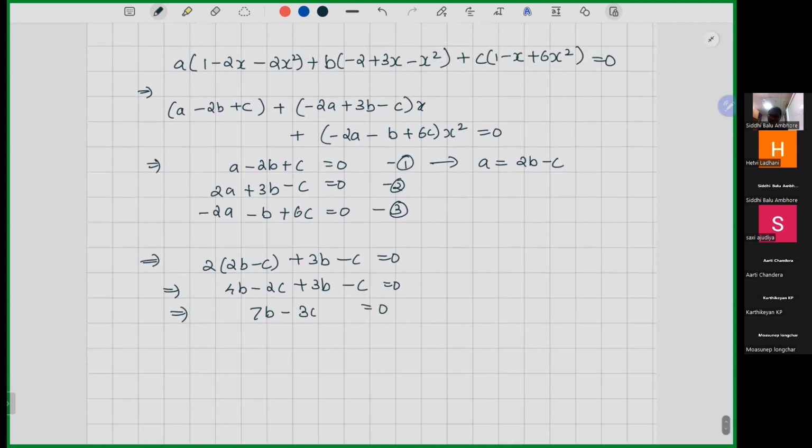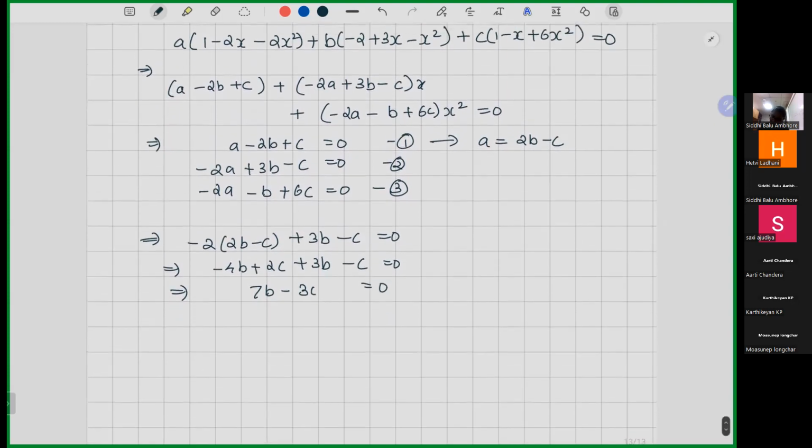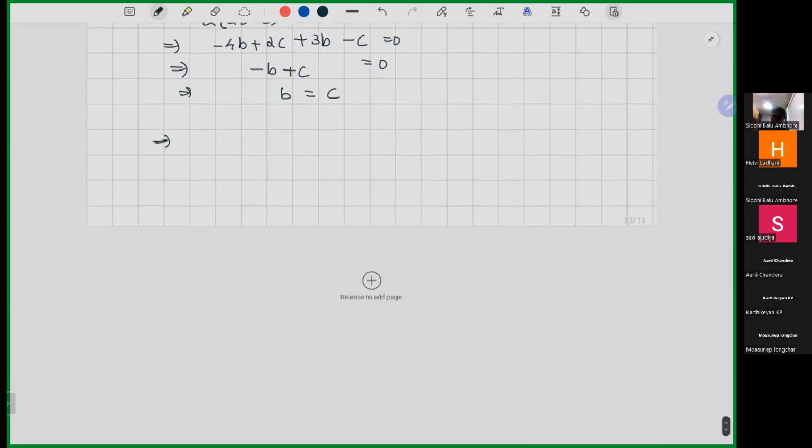It's 2 or minus 2? It's minus 2. So minus 4b plus 2c. So it is minus b plus c is equal to 0. So b is equal to c. Is it clear? And now I have b is equal to c.